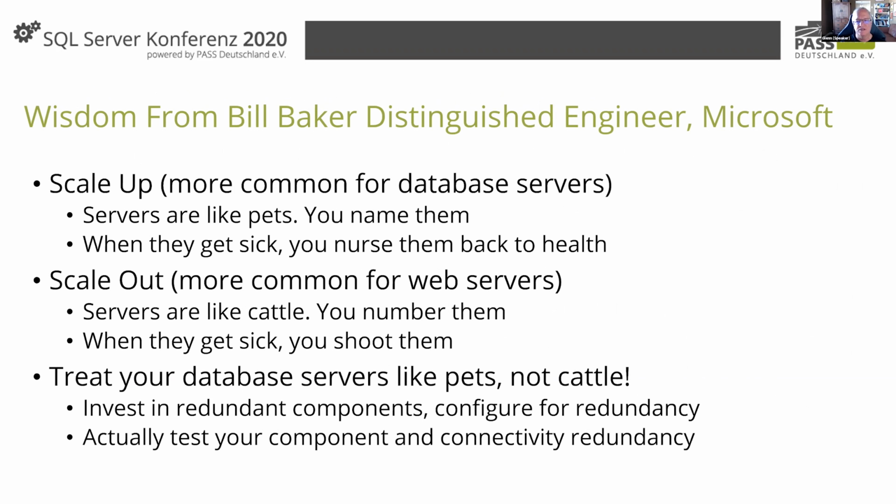Bill Baker was a distinguished engineer at Microsoft, and he came up with this idea that I changed a little bit, but it's a good way to think about the difference between database servers and, say, web servers or application servers. Typically with database servers, as you get more load, you scale up. You go from a 2-socket server to a 4-socket server, for example, and your database server is a mission critical asset. So you think of your database server like a pet, and you give it a name. When your pet gets sick, I've got a couple puppies, you rush them to the vet and you pay whatever it takes to nurse them back to health. You take really good care of your pets. And that's like a database server.